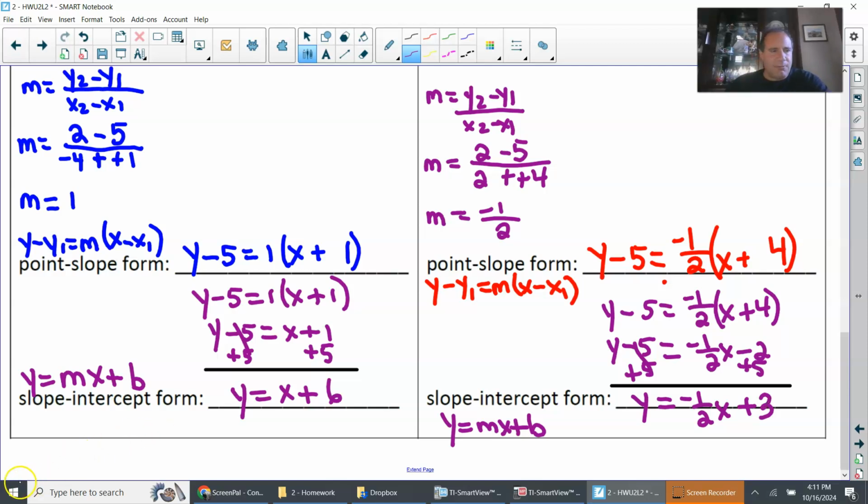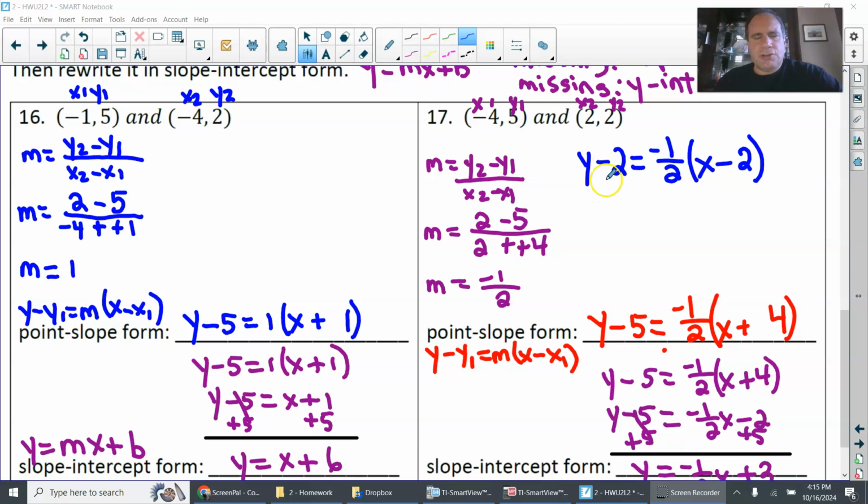Slope intercept form. And I just wanted to show you, just so you know, that you could use the x2 and y2. The reason I'm showing that to you is because they're both positives, and it's much easier to work with the positive point, but it doesn't matter as long as you remember that this negative minus a negative 4 would be this positive 4, you're good to go.